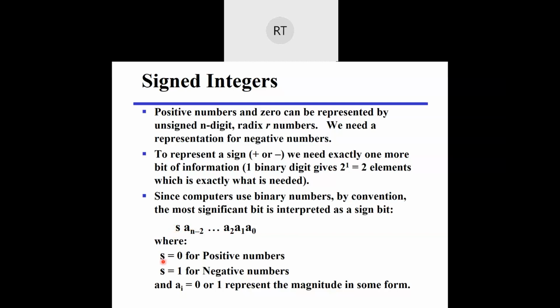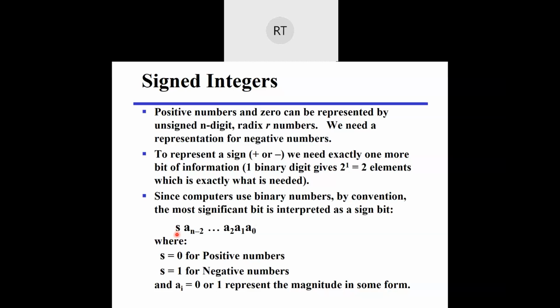So when you read S and it is equal to 0, this will tell me that the number is positive. When you read S equal to 1, which is the most significant bit, okay, so this is the most significant bit, this is the least significant bit. If S is equal to 1, this is a negative number. Now, for Ai equal to 0 or 1, this represents the magnitude in some form. So starting from here till the number that comes after the sign, this is referred to as the magnitude, and the S is the sign.